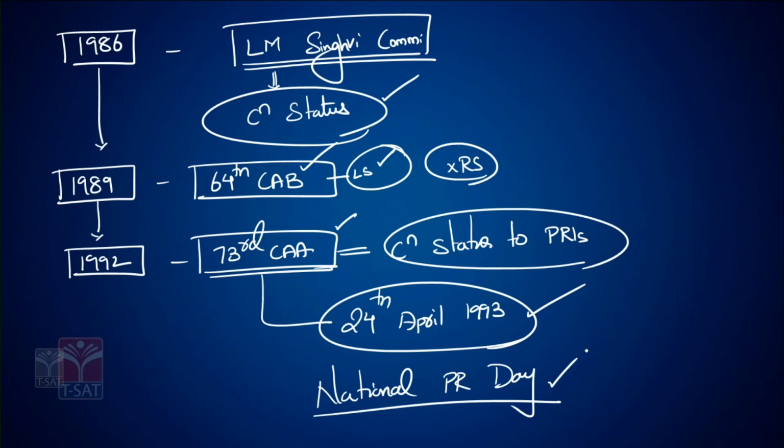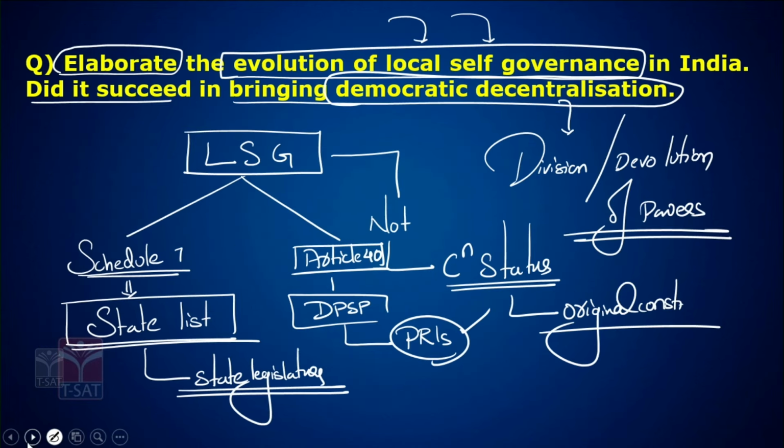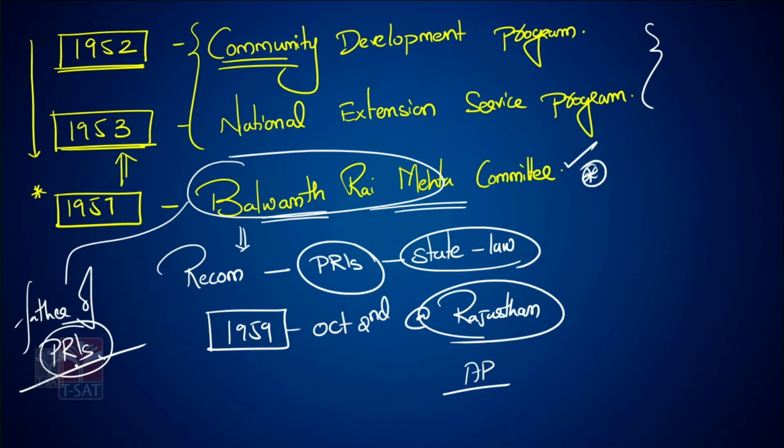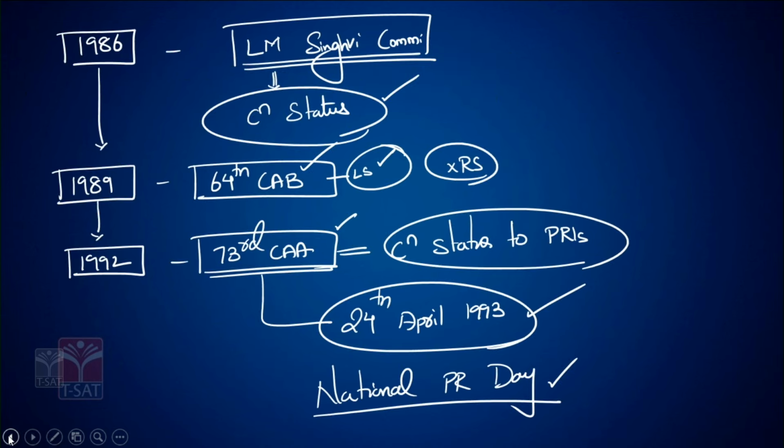Okay, this is the evolution of the Panchayati Raj institutions in India. The local self-governance also includes both rural and urban. Let us see how urban local self-governance evolved in India now.